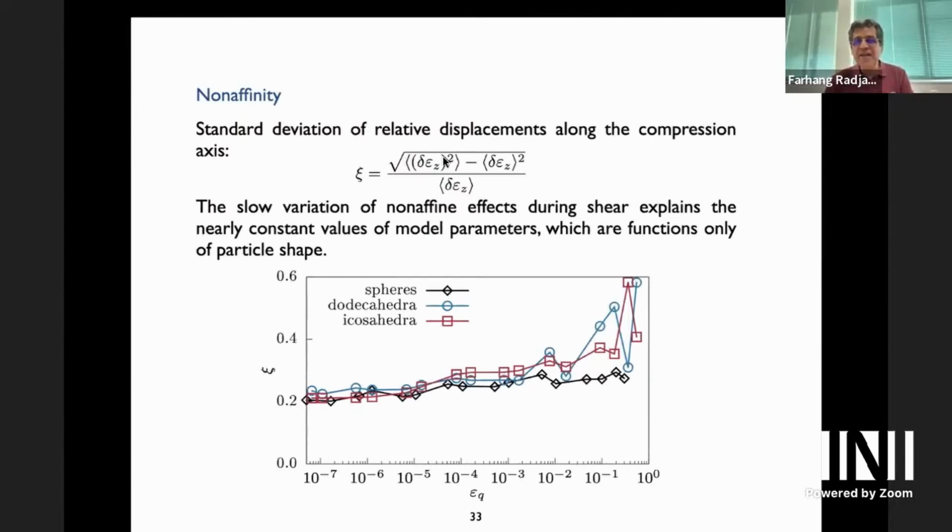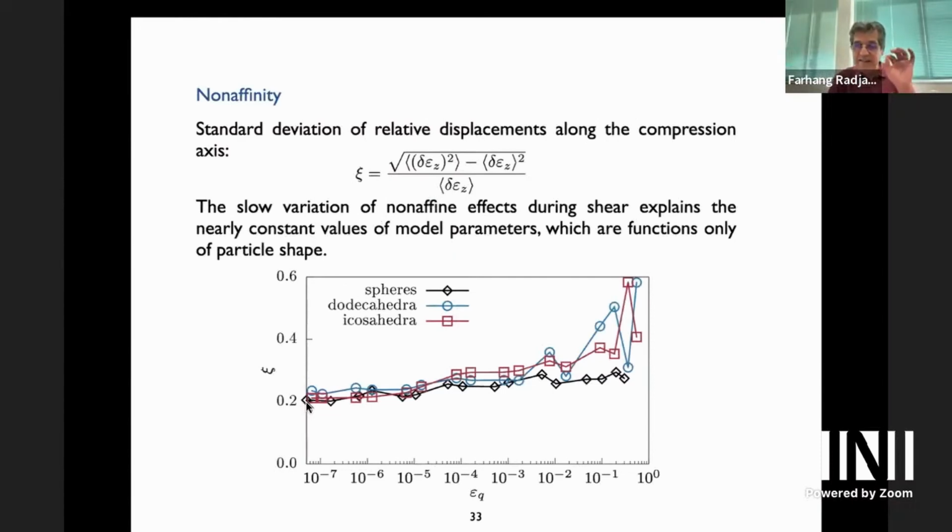So we evaluated the non-affinity using the standard deviation of relative displacements at the contact points. From that, we can measure the non-affinity, looking at the fluctuations, or variations of the displacements from a uniform displacement induced by the applied strain. And here you have the results. So you see that it is nearly 20%.